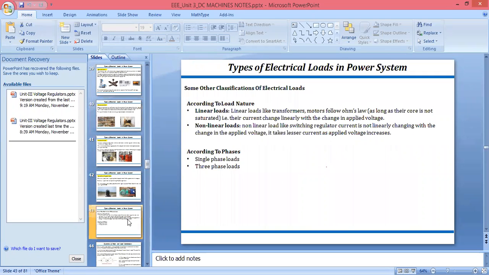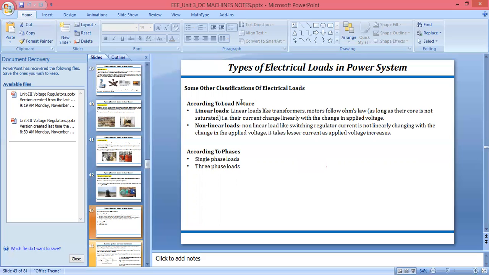Then we have to see about the types of loads in the power system. We are using these loads at our home, at offices, and at larger industry also. According to the load nature, there are two types of load, and according to the phase, there are also two types of load. Firstly, we will see according to the load nature. There are two types of load: linear and non-linear.